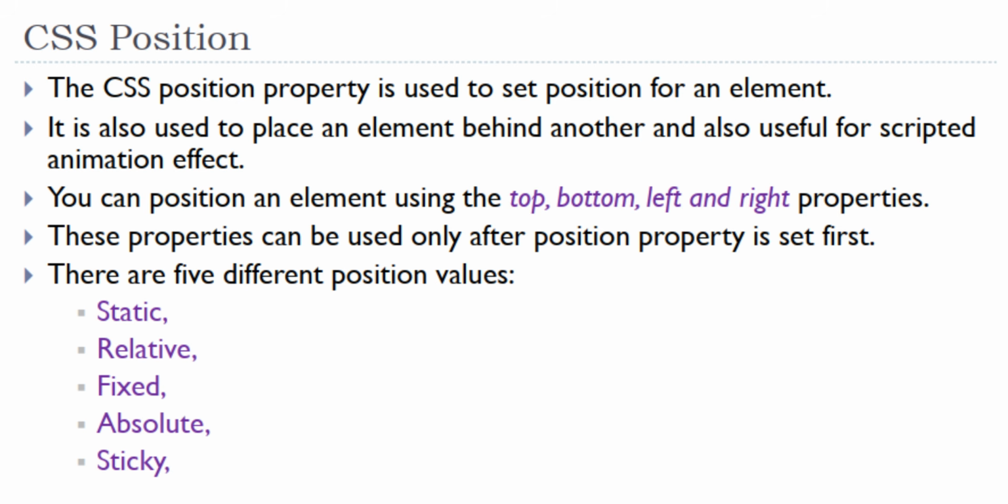CSS position. The CSS position property is used to set position for an element. It is also used to place an element behind another and also useful for scripted animation effect. You can position an element using the top, bottom, left and right properties. These properties can be used only after position property is set first. There are 5 different position values: static, relative, fixed, absolute, sticky.